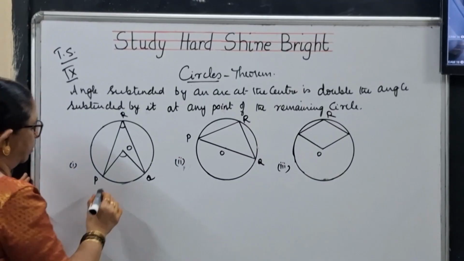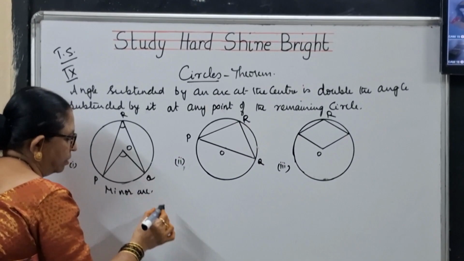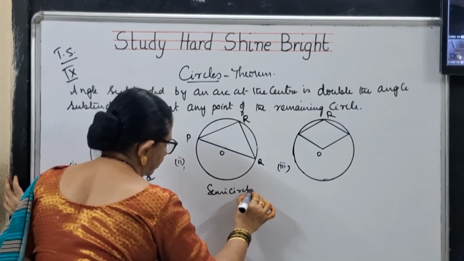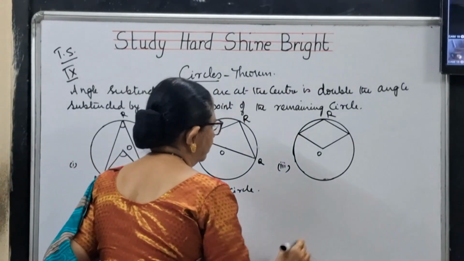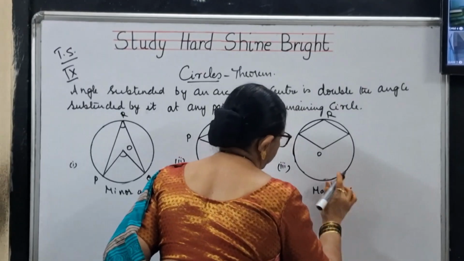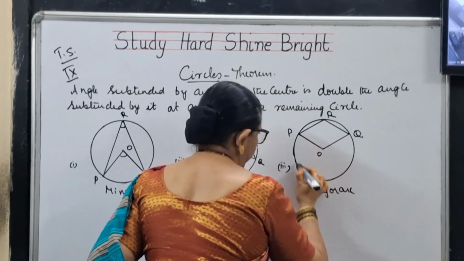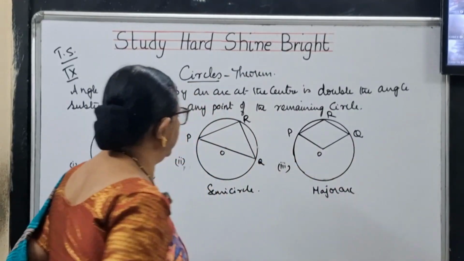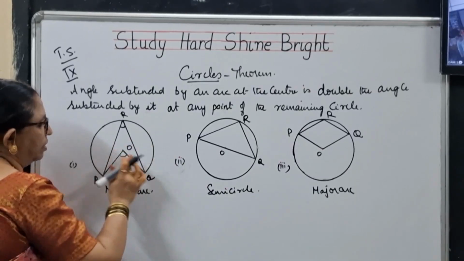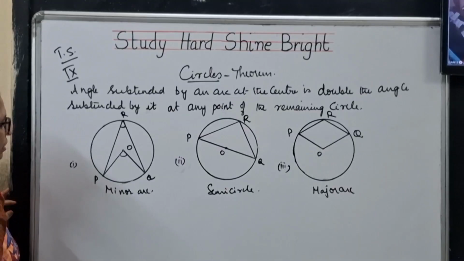This is a minor arc. This problem is dealing with a minor arc. This is a semicircle, and this is a major arc. From here to here, this is P, this is Q. So PQ is a major arc. So minor arc, semicircle, major arc. But for all, the namings, the letters are the same. They are mentioned the same because the proof is also going to be the same.